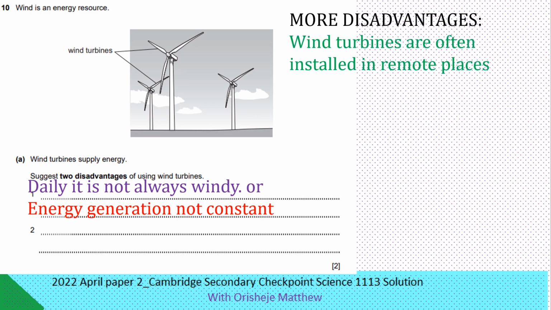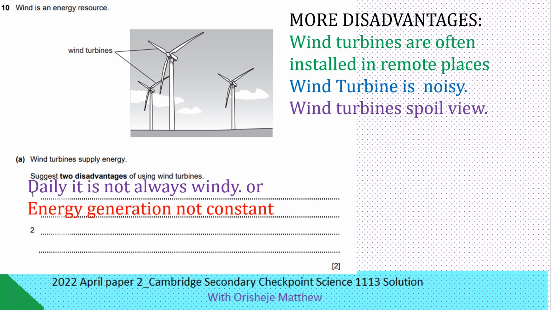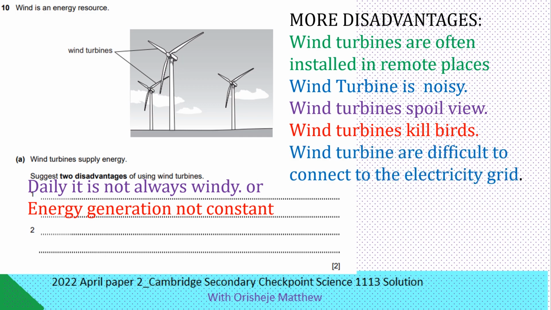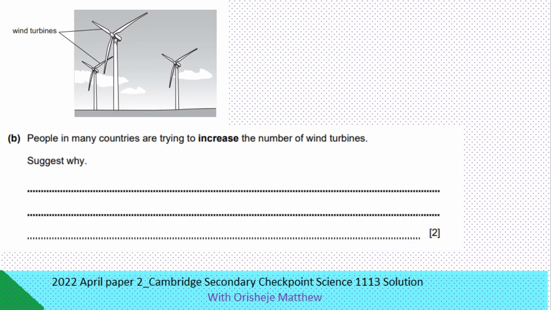More disadvantages. Wind turbines are often installed in remote places. Wind turbine is noisy. Wind turbines spoil views. Wind turbines kill birds. Wind turbines are difficult to connect to the electric grid.